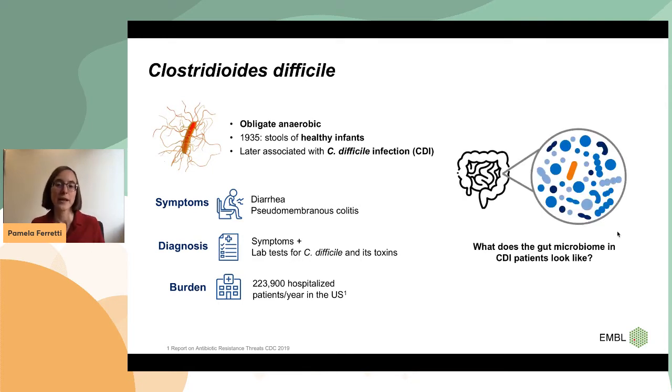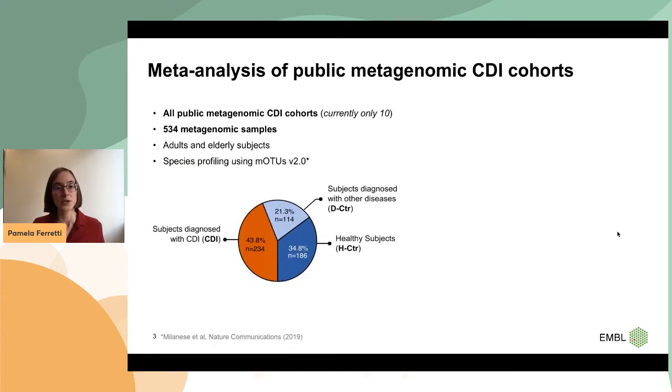So the first question that I had was, what does the gut microbiome in CDI patients look like? And of course, I wasn't the first one to ask this question, but previous studies were either focused on 16S, so had a limited taxonomic resolution, or they were severely underpowered. For this reason, I decided to proceed doing a meta-analysis of all the publicly available metagenomic CDI cohorts, which currently are only 10. For a total of 534 metagenomic samples.